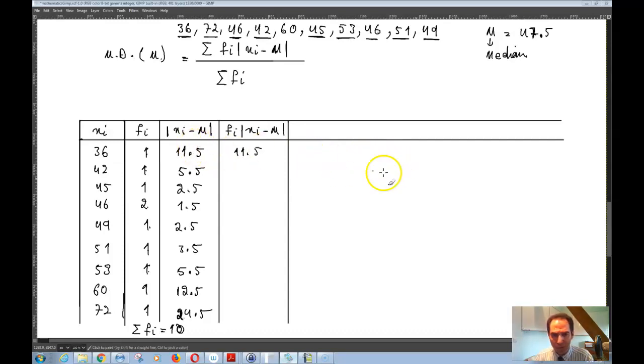Negative 1, that's 1.5. It's supposed to be 1.5. And then 1 times 1.5 is 1.5, 2.5. You have 3 over here. You have 2.5 over here. You have 3.5 over here. You have 5.5 over here. You have 12.5 over here, and you have 24.5 over here.